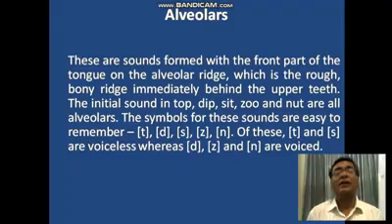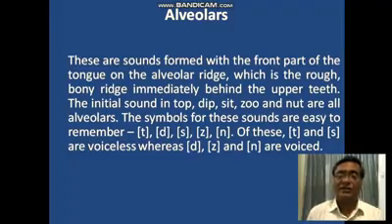The initial sound in top: now pronounce like me, top. Just stop when you are pronouncing the sound t. Now you feel where your tongue has a kind of friction: d, s, z. So the initial sounds of top, deep, sit, zoo, and the ending of nut are all alveolar.